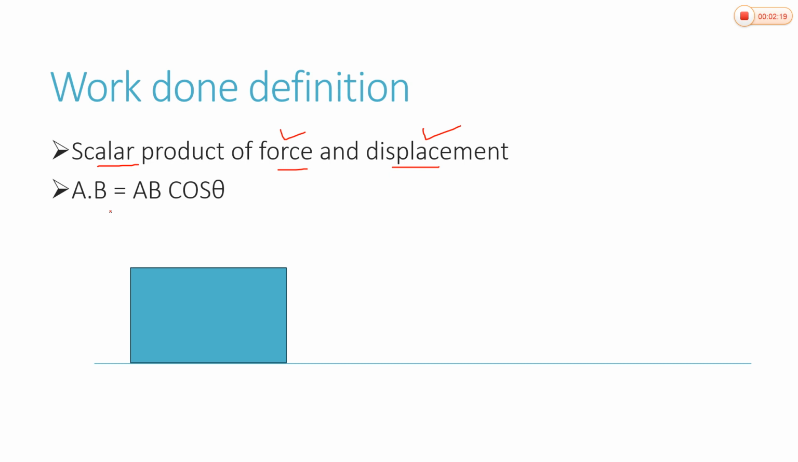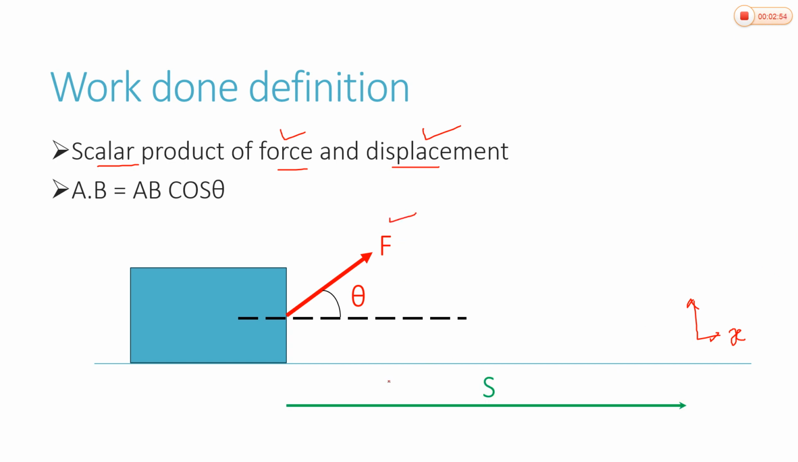So let us understand this concept through a simple example. Let us consider we have a block resting on a horizontal platform, and to this block we apply a force of magnitude F at an angle theta. Because of the action of this external applied force, the block is going to displace in the x direction. The object is going to displace in the x direction. Okay, so force is there and it is going to displace through the distance s, means displacement is also there.